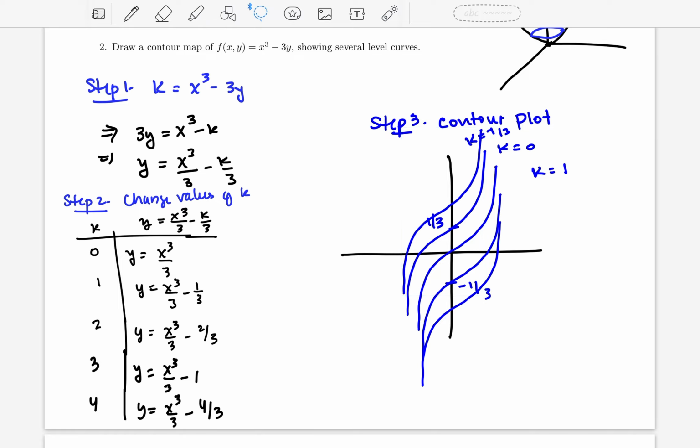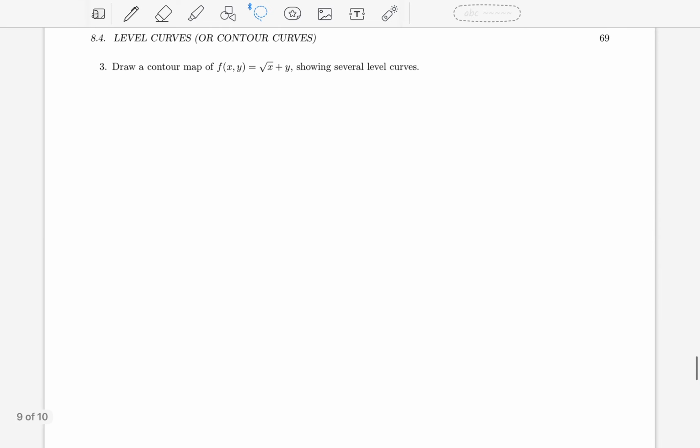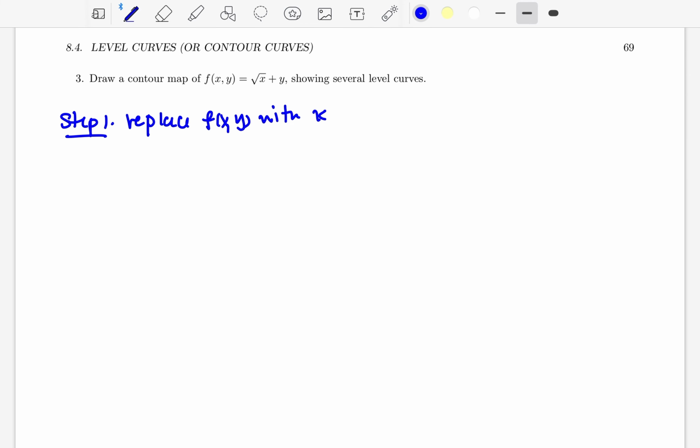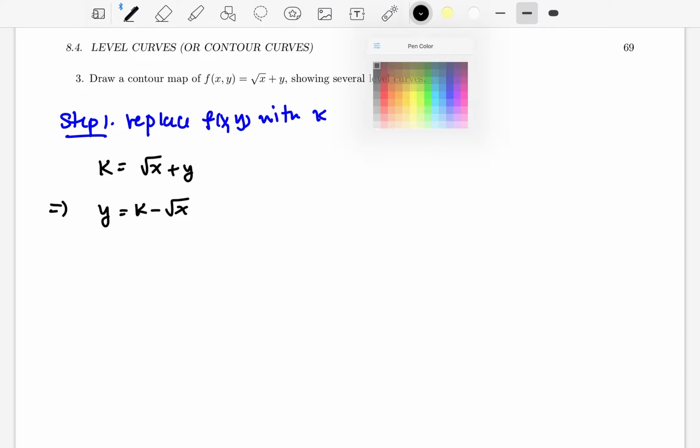All right, perfection. I have one more example for you, which is draw a contour map of f of x, y equal to root of x plus y. Same idea. Step 1, I'm going to do exactly the same thing. I'm going to replace f of x, y with k, knowing that k is a constant. So I get that k is equal to root of x plus y. Again, the way this is, it doesn't make much sense to me, but I know that y equals k minus root of x. That makes more sense to me, okay?